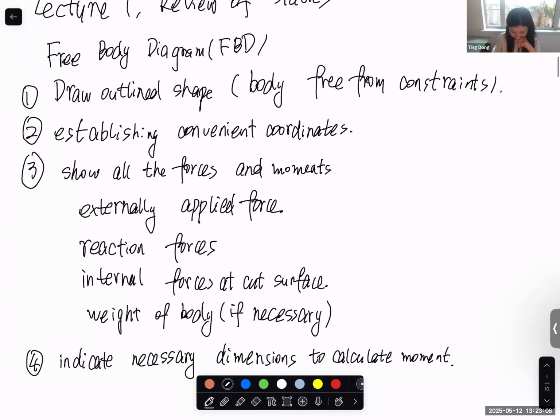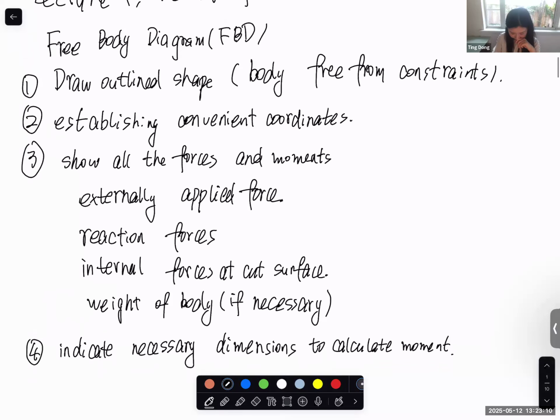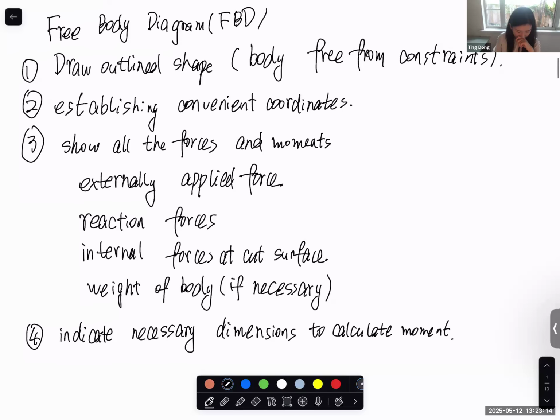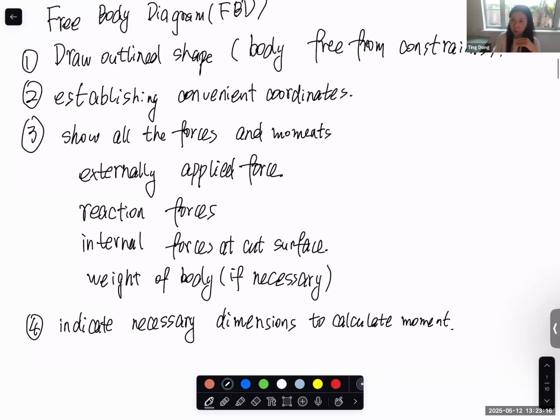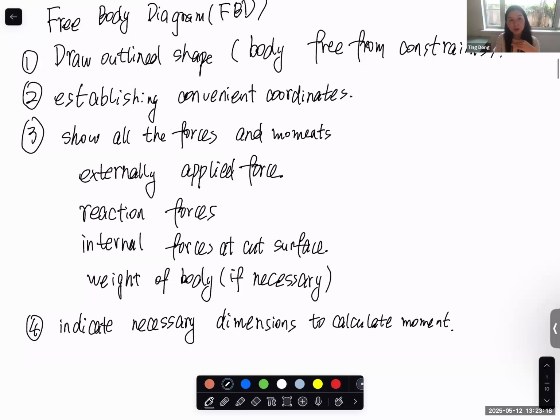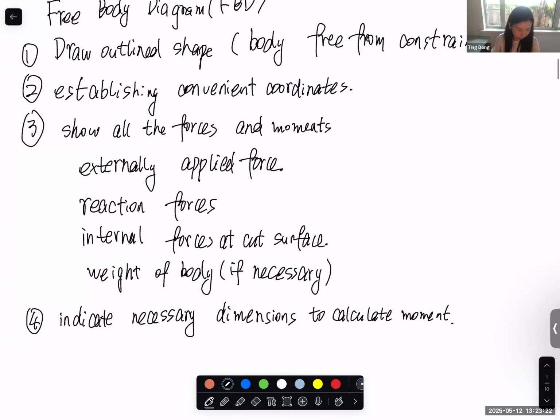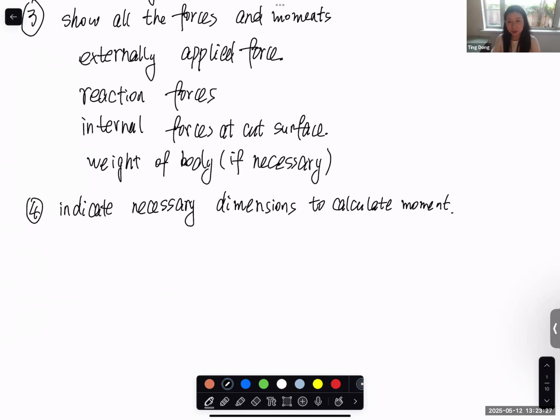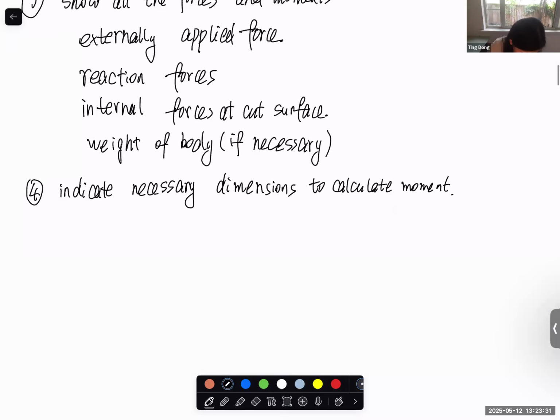So these are the major steps for doing the free body diagram. When students are actually doing the free body diagram, there are several parts where they most likely get confused. First is the reaction force. In what situation, what kind of reaction force exists? In terms of reaction force, I want to put some details here.